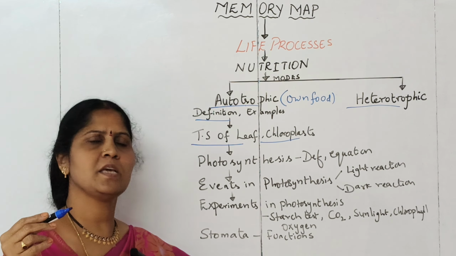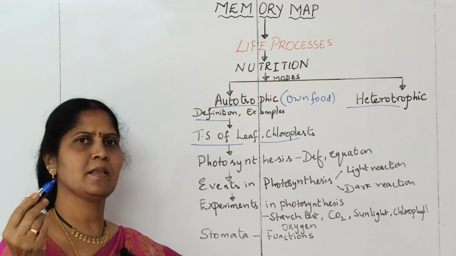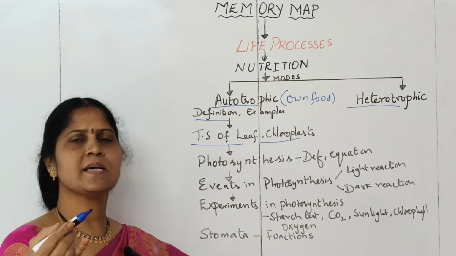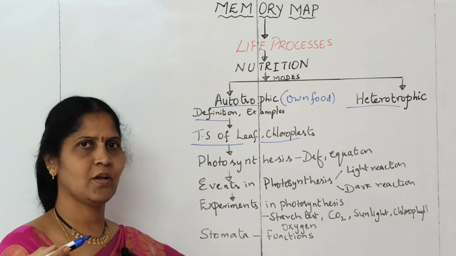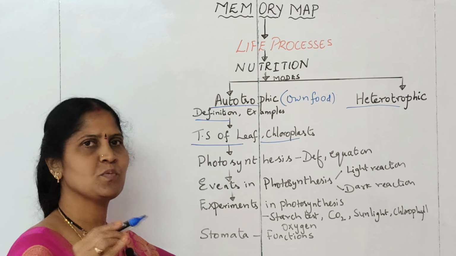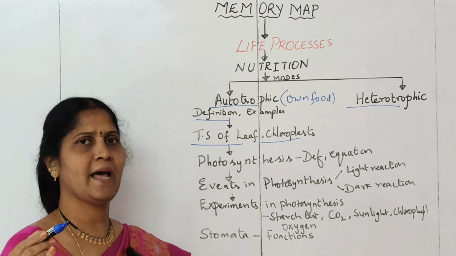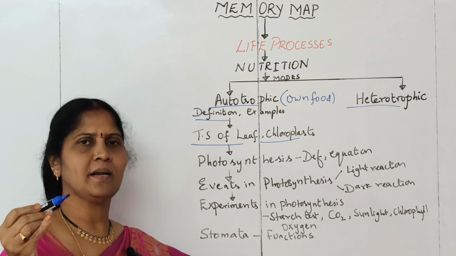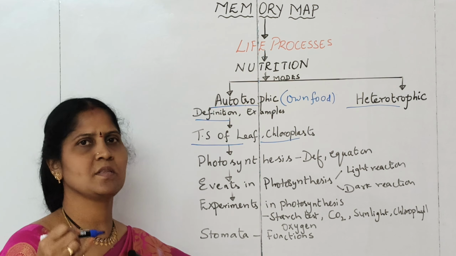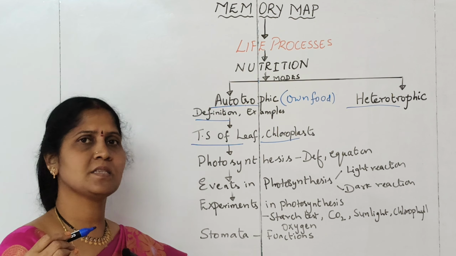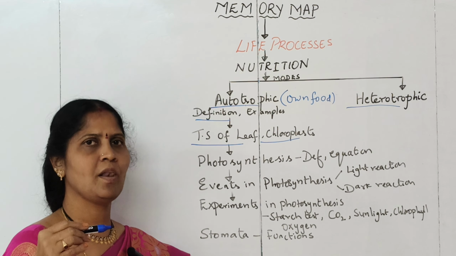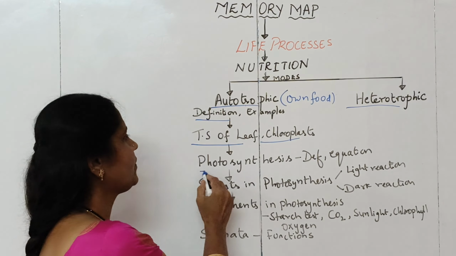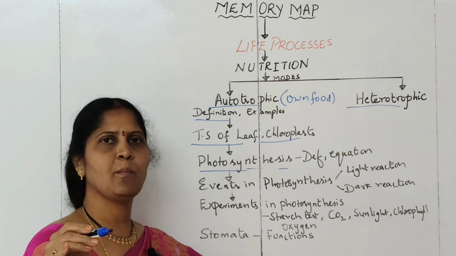We have drawn the structure of the TS of leaf, wherein we have seen that there is upper epidermis, lower epidermis, the palisade cells, xylem, phloem, the bundle sheath cells and all. And we have seen the TS of the chloroplast, which contains the thylakoid membranes, the grana region, the stroma region. The stroma region contains enzymes that help in photosynthesis. The grana region is the main region which contains our chlorophyll that helps in the process of photosynthesis.